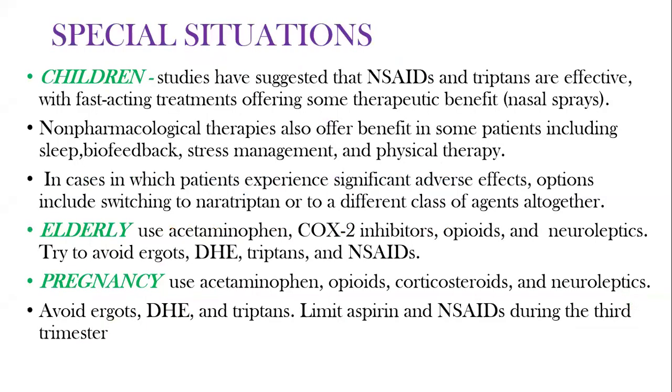Special situations: children with chronic migraine are thought to have good prognosis and good benefit with NSAIDs or triptans compared to other drugs. In elderly, better you avoid ergot derivatives, triptans, and painkillers. So safely we can use acetaminophen, COX-2 inhibitors, opiates. In pregnancy, better use only paracetamol and opiate derivatives. If needed, we can use steroids also. In pregnancy, better you avoid ergotamine, dihydroergotamine, and triptans.